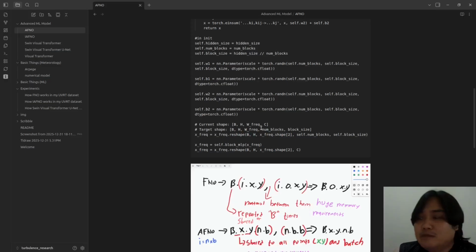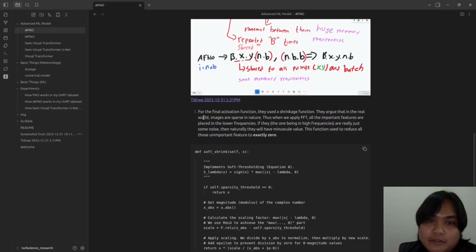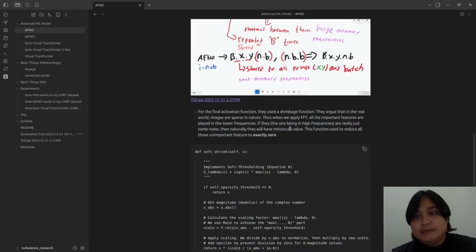And the diagonal block is related to that weight sharing, I think. And for the final activation function, they use the shrinkage function. It's because they argue that in real world images, what we really care about is sparse in nature. Thus we can apply the FFT. So all the important features in the image will naturally be placed in lower frequencies. On the other hand, the high frequencies will consist of some noise or unimportant features.